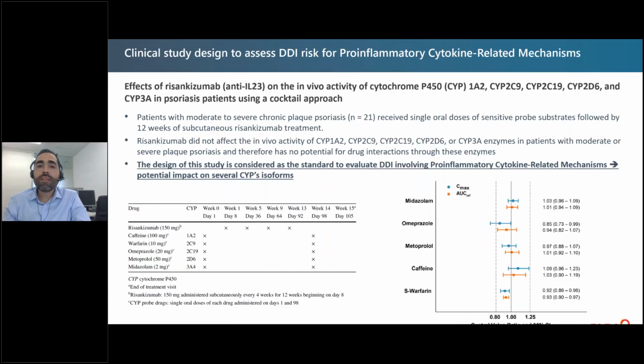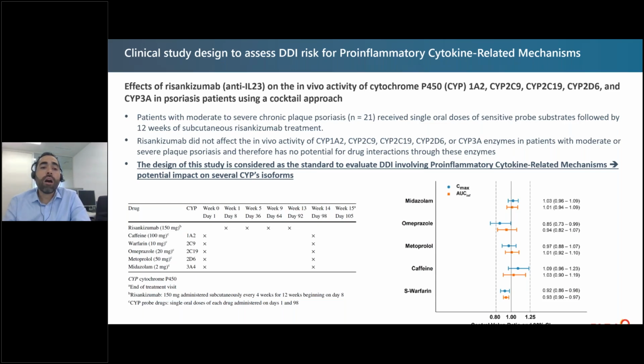In terms of study design, how to investigate these DDI interactions, as we are modifying the CYP expression, this will not concern only one isoform, but probably it will impact several isoforms of cytochromes. So you are obliged to conduct what we call a cocktail DDI study. You need to administer a cocktail of probes to cover all the relevant CYPs. Here you have this example of risankizumab, anti-IL-23.